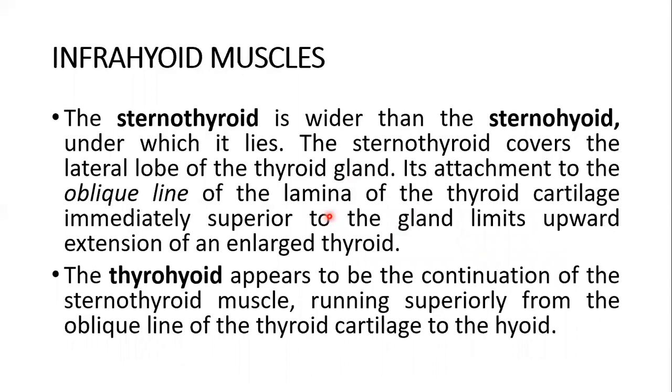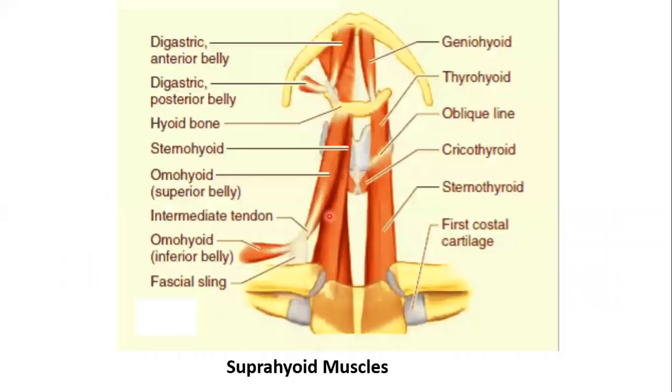The thyrohyoid appears to be the continuation of the sternothyroid muscle, running superiorly from the oblique line of the thyroid cartilage to the hyoid. That is very easy to understand. Again, I repeat, this is the thyrohyoid, originating from the oblique line, and the sternothyroid is inserted into the oblique line. So we are saying the thyrohyoid is a continuation of the sternothyroid.